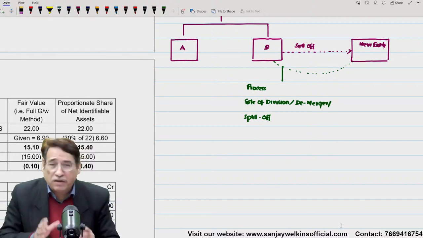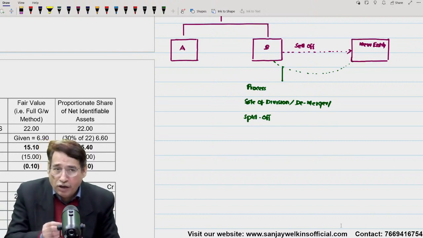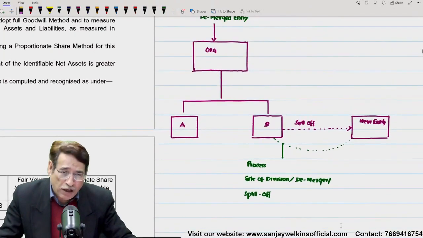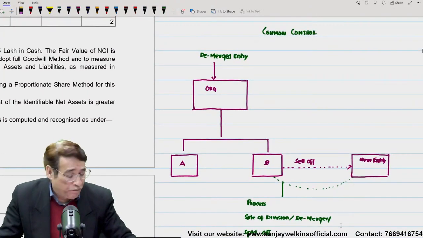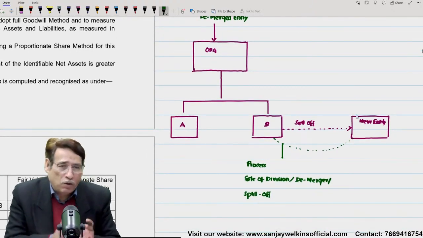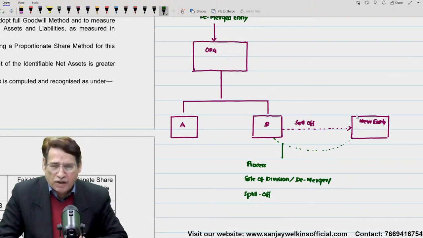Fine. This process is known as sale of division or demerger or split off. Fine then. If up to this particular point it is very clear, then what next? Now you know that we have sold one of our divisions to a new entity. We sold this particular division due to some compelling factors.